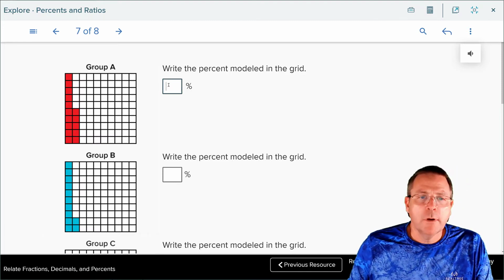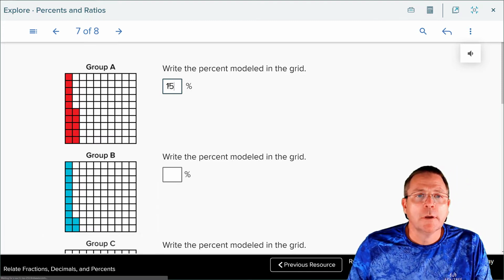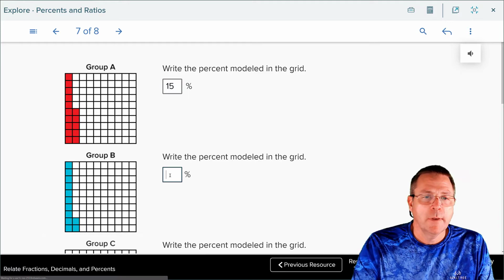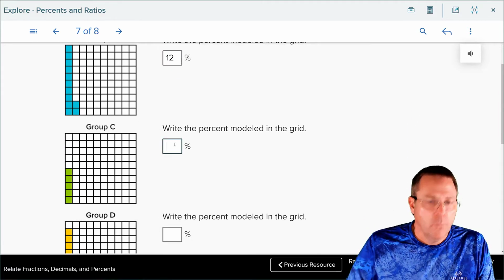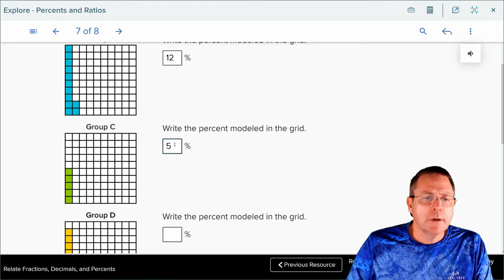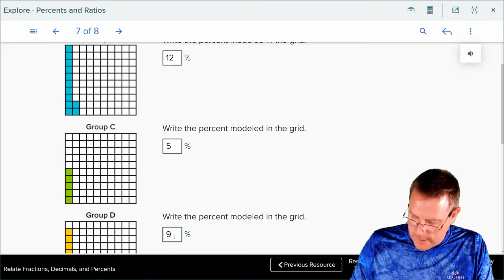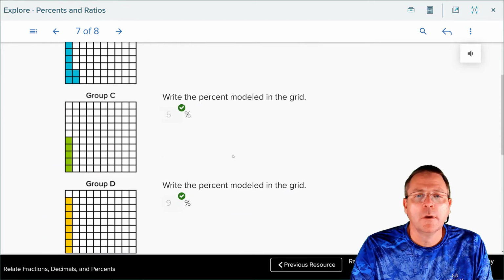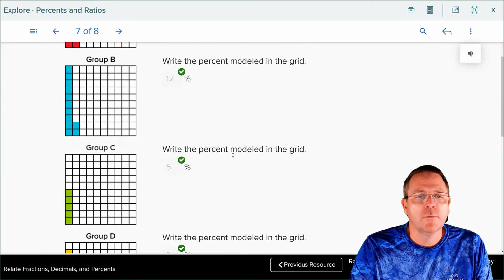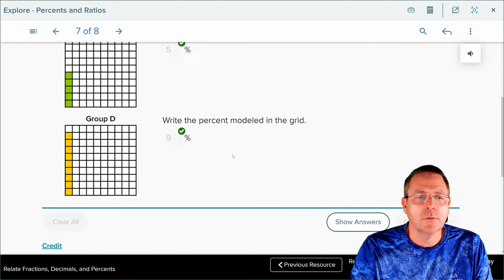The first one is going to be how much? 15%. The next one, 12%. The next one was 5%, yep, and the last one was 9%. And when we check our answers, all of that checked beautifully there. I'm disappointed it didn't go ding.